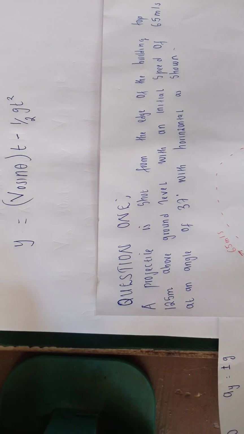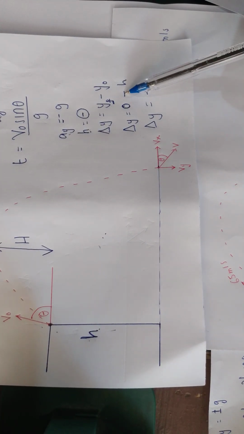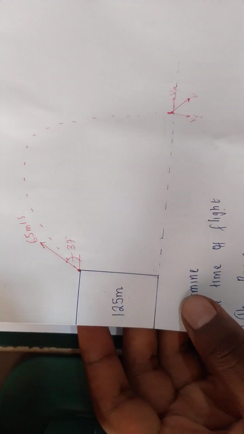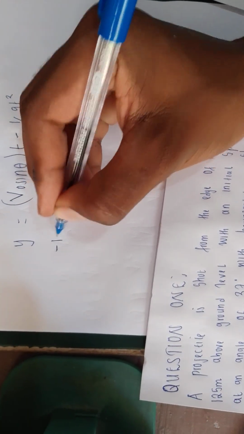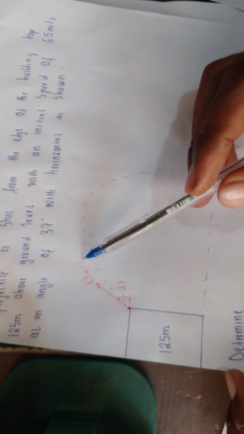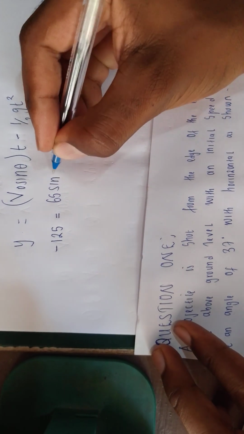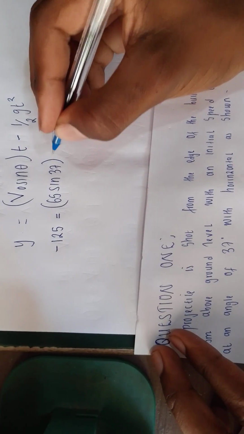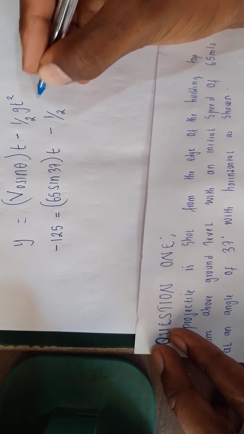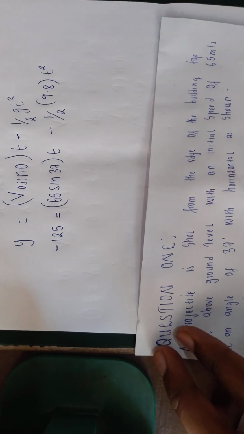So when you start replacing in, remember when you look at this sketch, we said the value of this h here is supposed to be negative. Okay, so therefore you say your y is going to be negative 125 is equals to, what was the initial velocity? The initial velocity was 65. So this is going to be 65 sine 37, and the time is t minus 1 over 2. Gravity is 9.8, and then the time of flight, this is t squared.